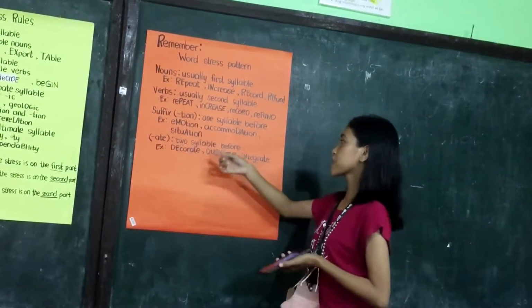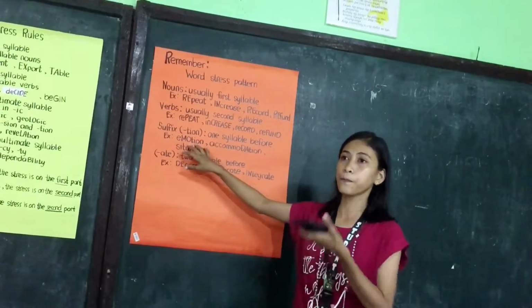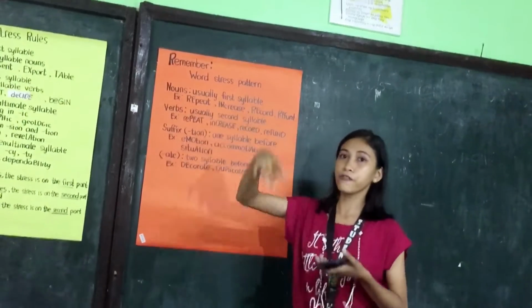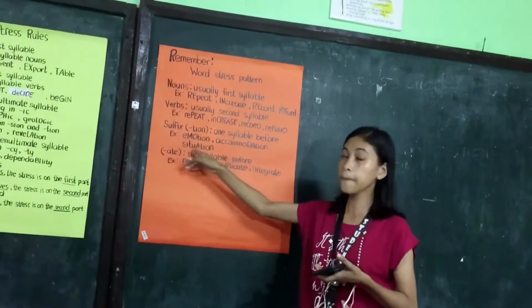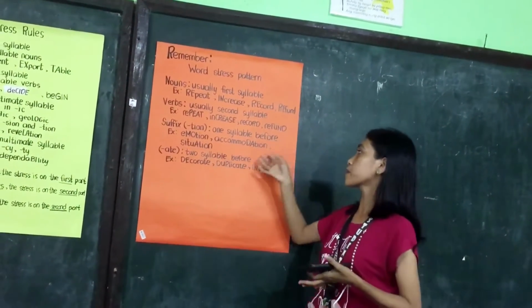Why the middle? Because it is one syllable before the suffix -tion, so the stress must be put right before the -tion, in the M and O. So emotion. The second one is accommodation.